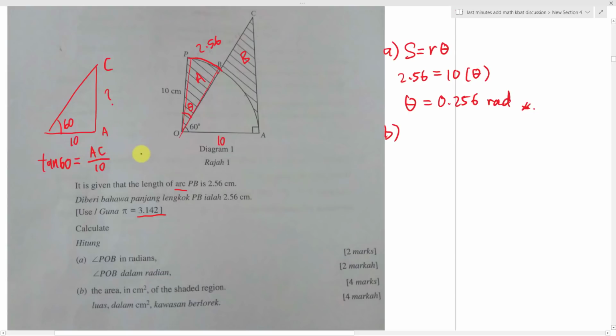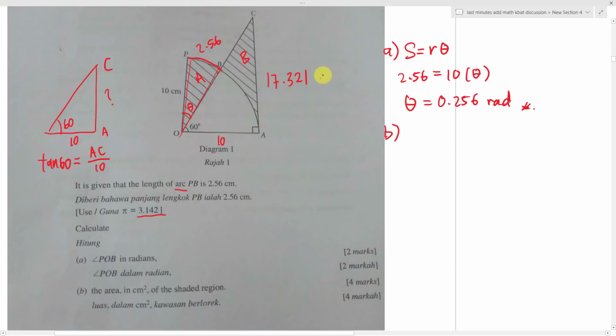Then by solving this one, I should be able to know what is my AC. So AC basically is tangent 60 multiply 10, isn't it? But over here, you want to make sure your calculator is in degree, then you won't get it wrong here. So yeah, the length will be 10 square root 3, or if you use the normal calculator, it will be 17.321. I think 3 decimal places will be enough here.